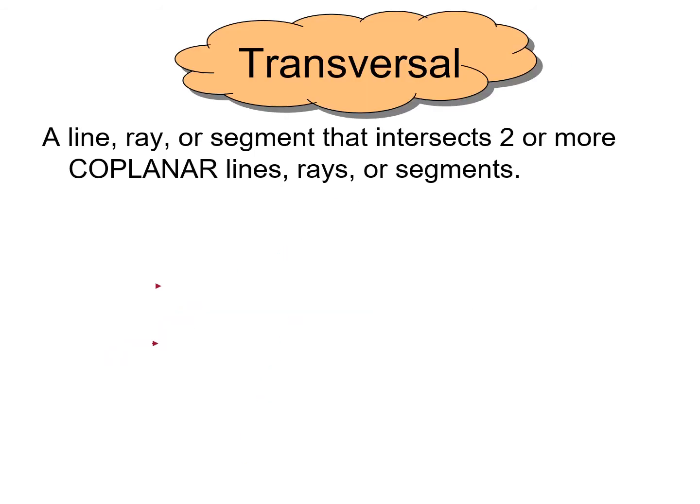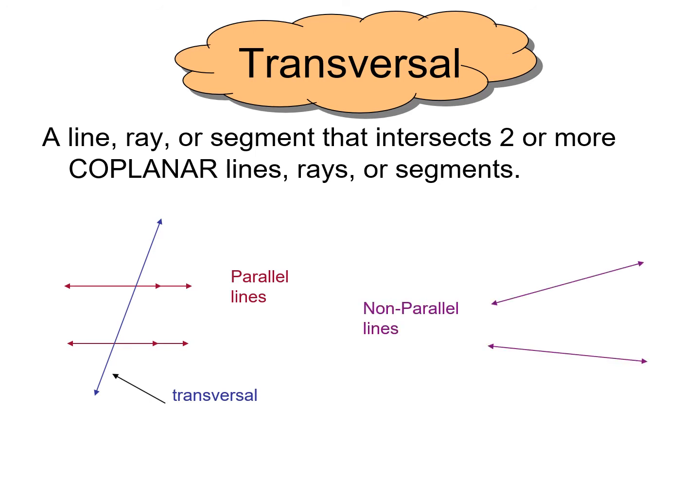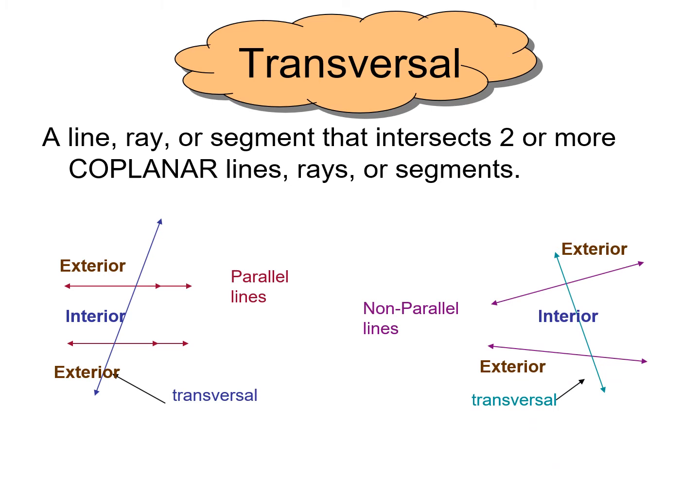When we talk about the transversal, it is a line, ray, or segment that intersects two or more coplanar lines, rays, or segments. So we have here parallel lines, two given lines, and the transversal line. This is now the transversal line that we have, the color blue one. These are non-parallel lines, because as we extend this one, they will intersect at a certain point. Then this is now the transversal. So the interior and the exterior of the parallel lines, then the exterior and interior of non-parallel lines.